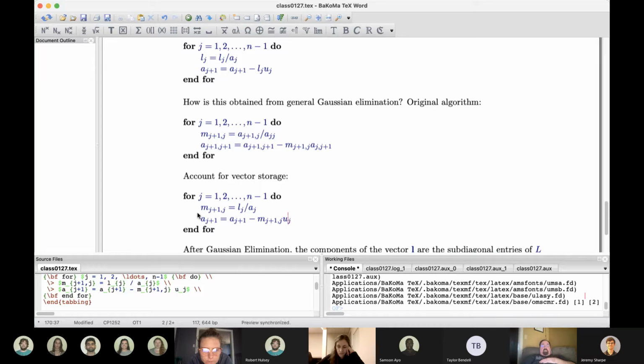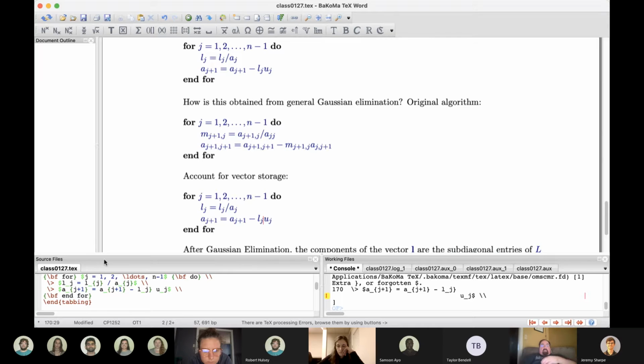And the only thing left is whatever you name the multiplier. But remember, multipliers are supposed to be stored in the lower triangle. Notice here, row index greater than column index. So really what we'll do is just overwrite L_j with the multiplier, because that's what is stored in the matrix L anyway in the LU decomposition. And sure enough, I have recovered the algorithm. So now these two algorithms match exactly.